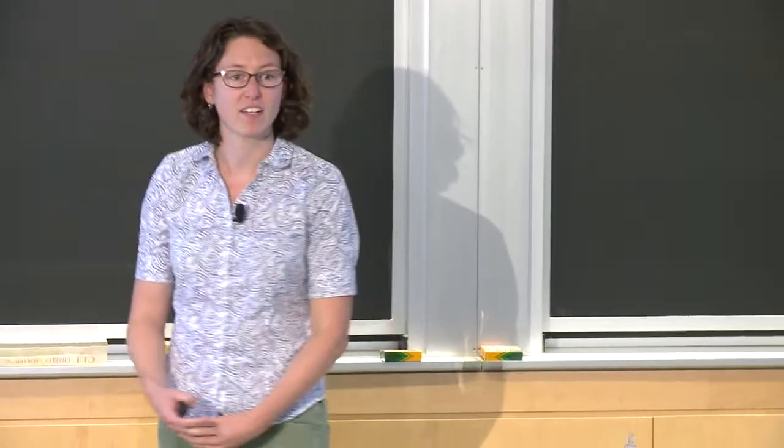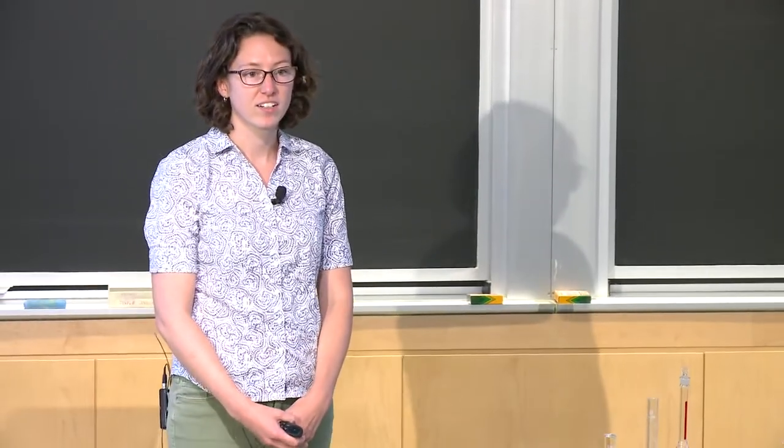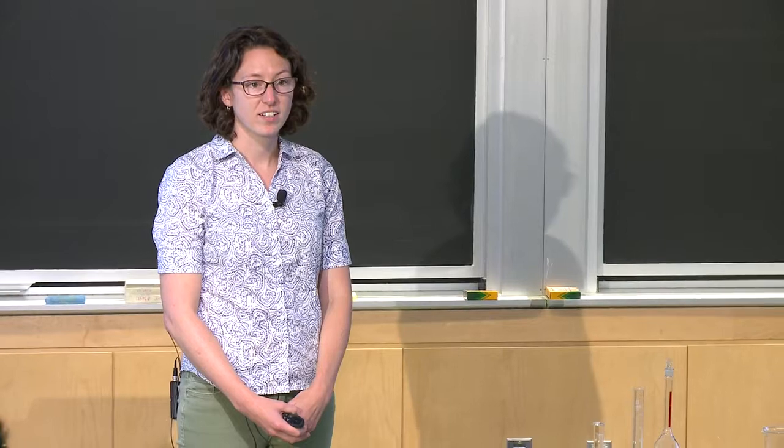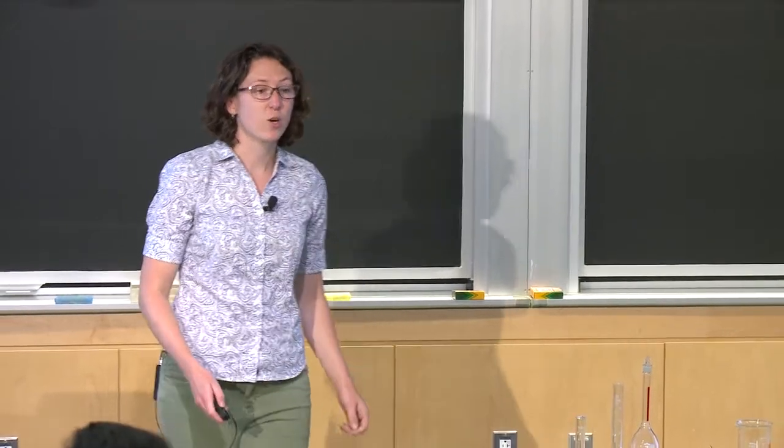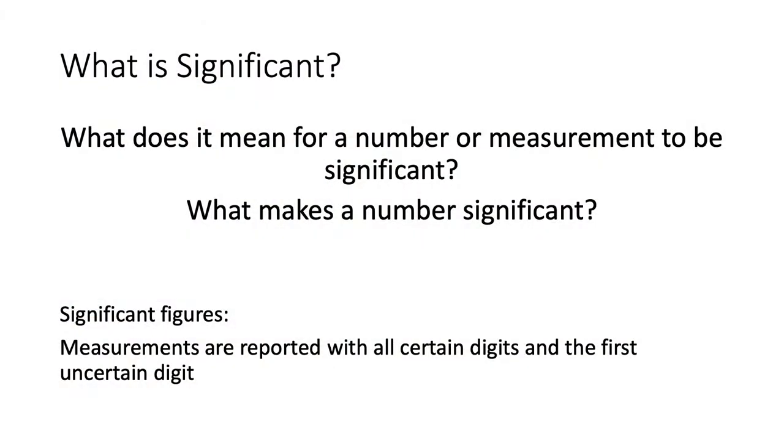Yeah, I feel like significant means all of the numbers that you're certain about plus one estimate, like one final. Exactly, yeah. So a number is significant, and you report the significant figures in a measurement as all of the numbers that you're certain of plus the first uncertain digit.